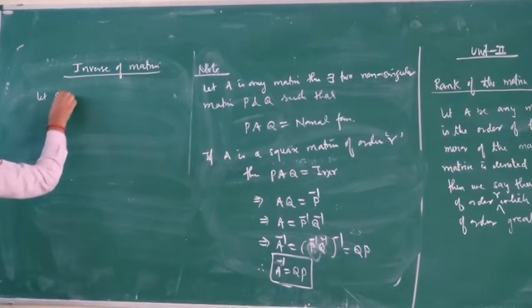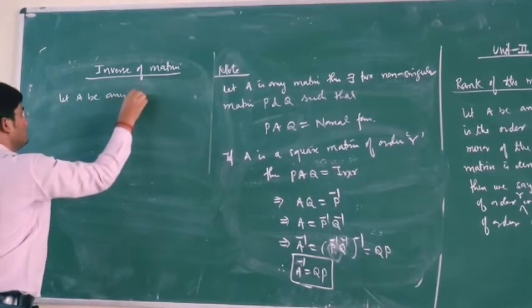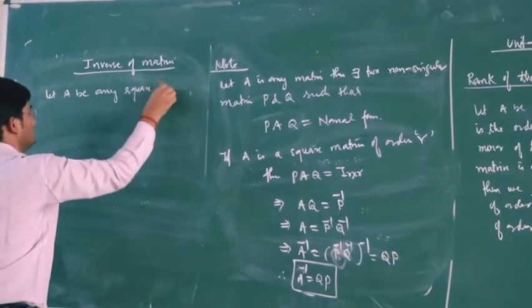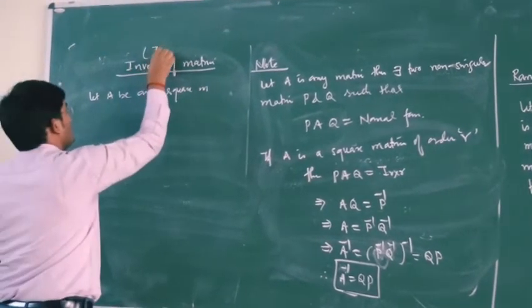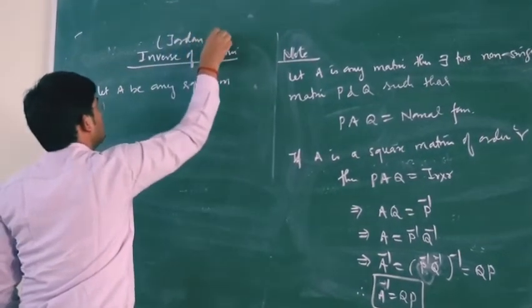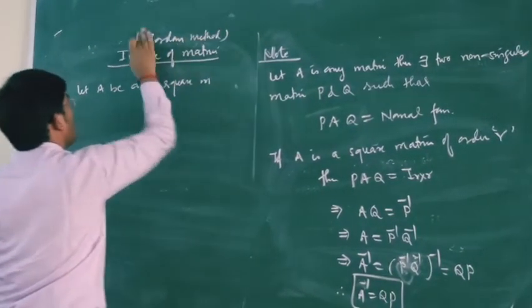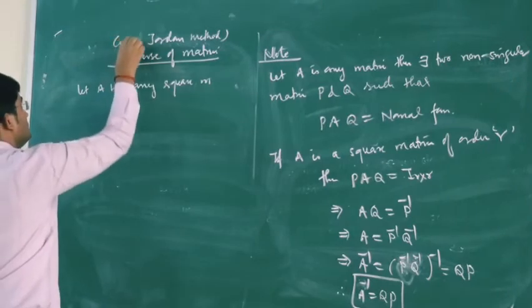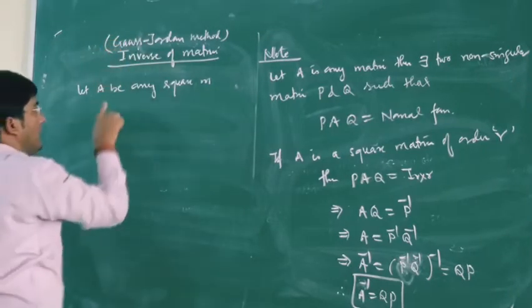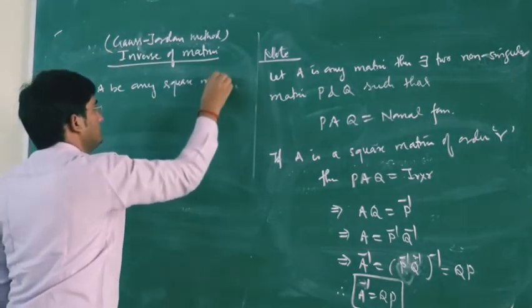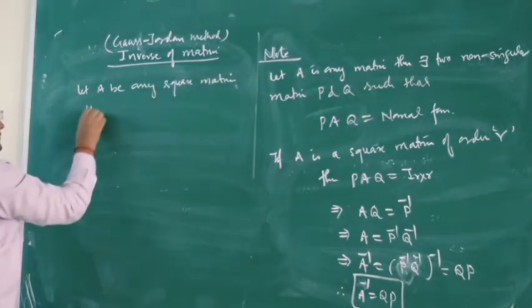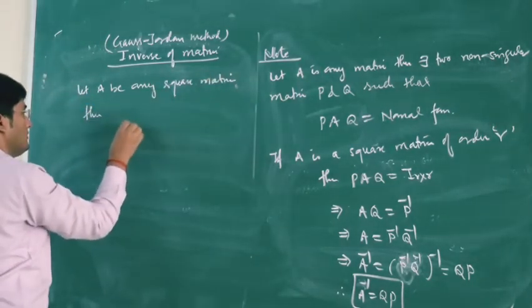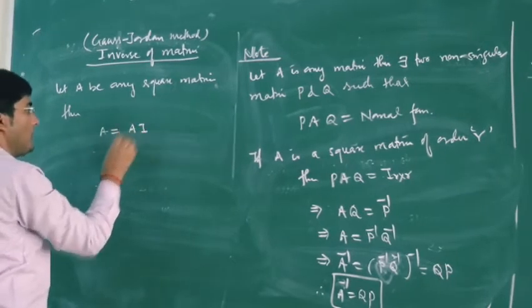Let A be any square matrix. This is your Jordan method or Gauss-Jordan method. Let A be any square matrix, then we can write A equal to A into I.